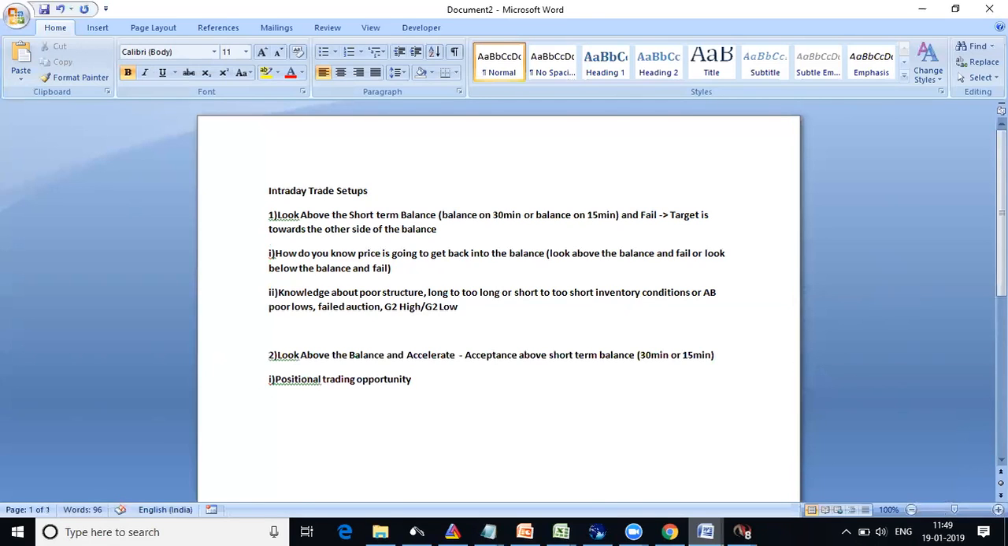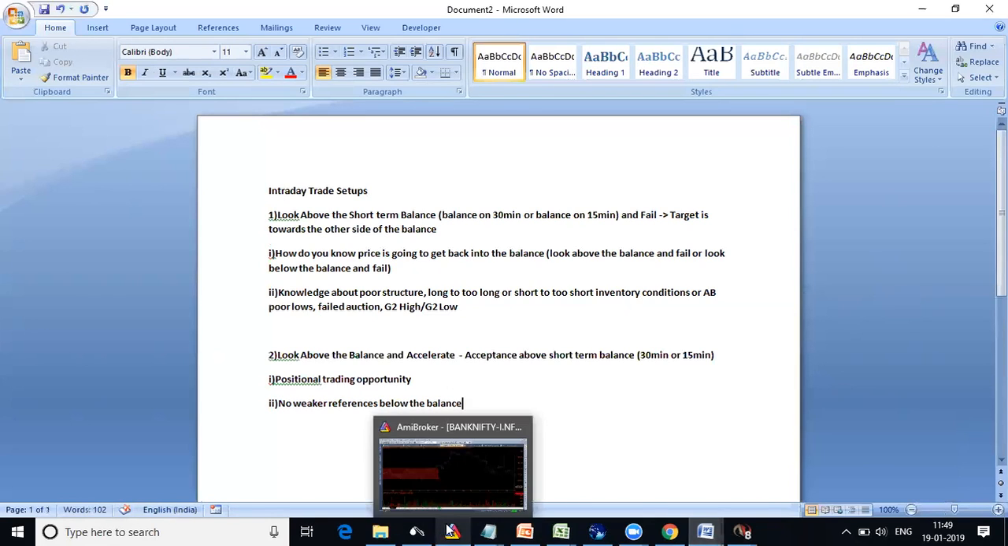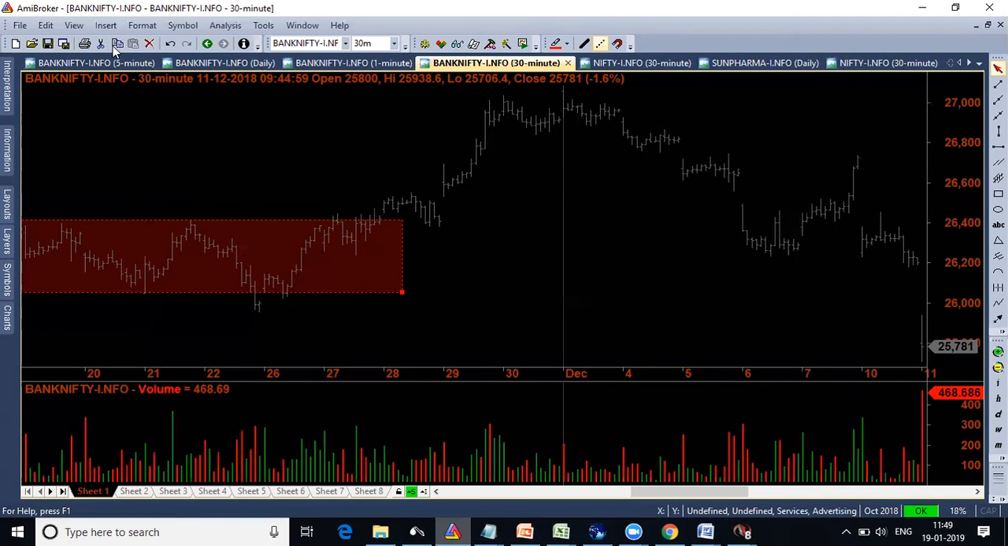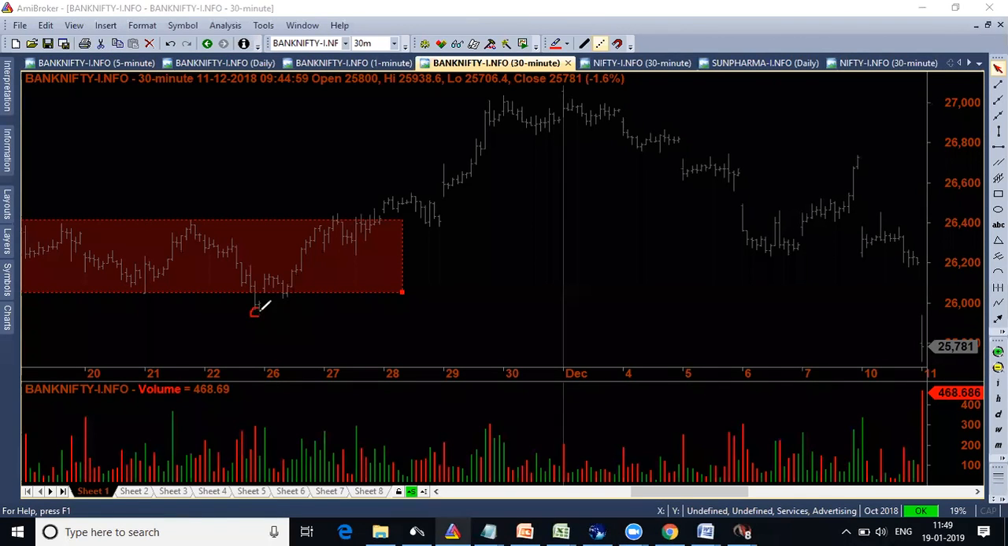What you have to expect is no weaker references below the balance. Meaning when the price is coming up, there should not be any poor low here, and no signs of inventory getting too long, no stealth auction here. So it should be coming really clean. There are no weaker levels. Let's say one of the days' prominent point of control is there. Price comes and touches exactly the prominent point of control and moves up. There should be no such weaker references. To put it in a simple manner, no weaker references.